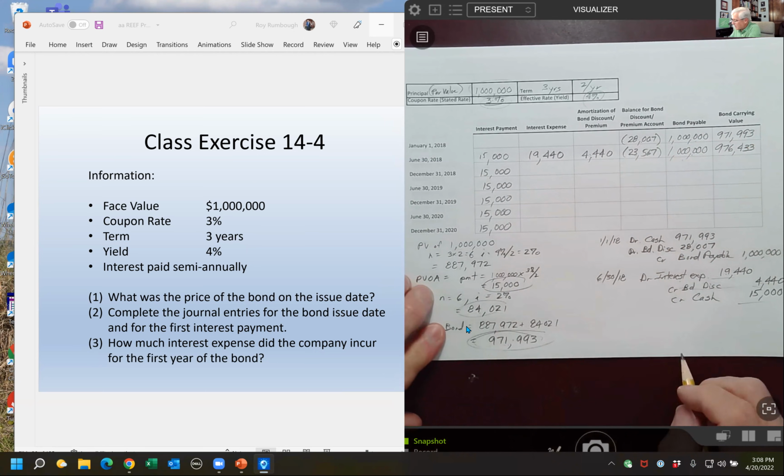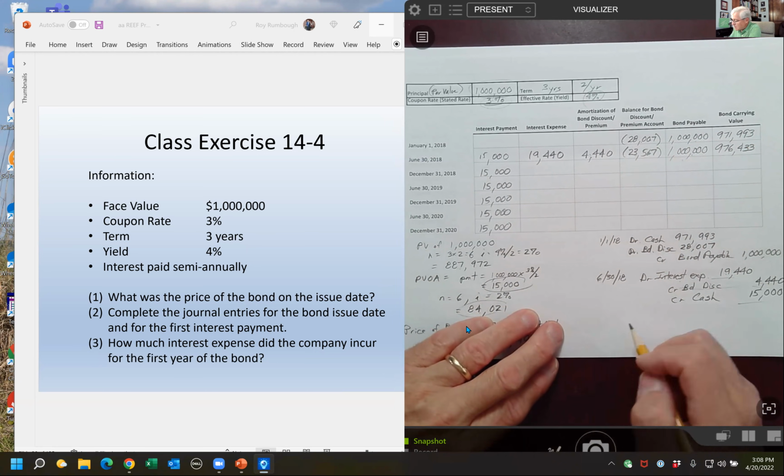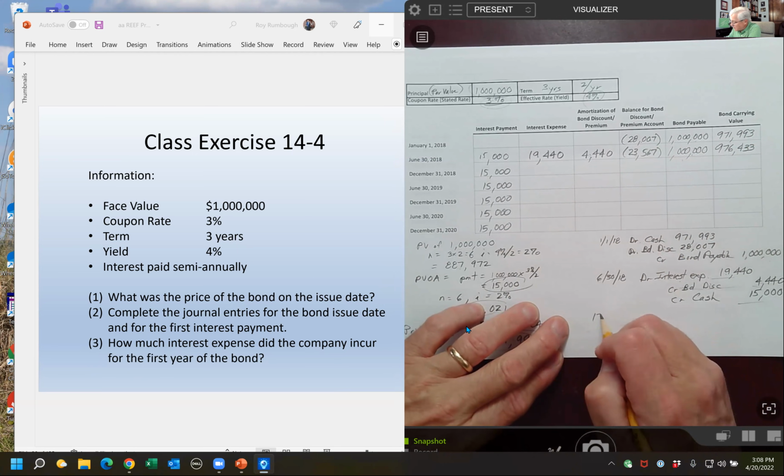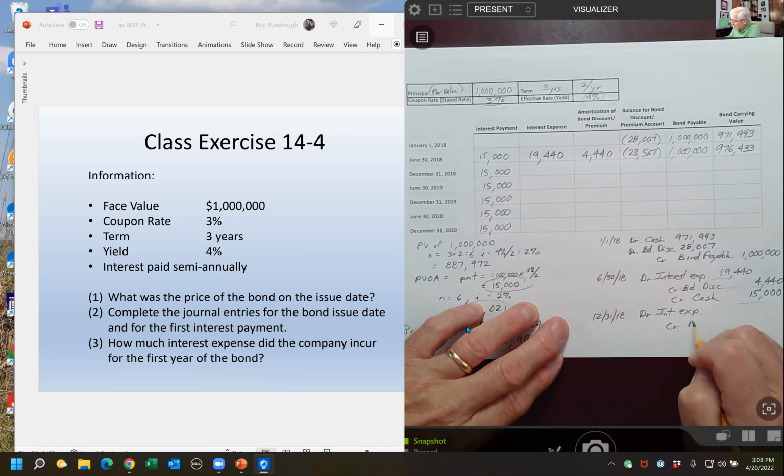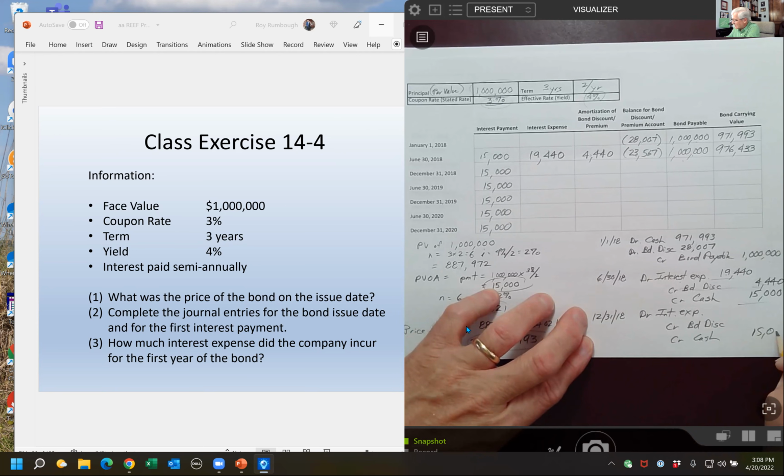I'll do one more period here, and then I'll show you my own sheet. So on 12/31/18, we'll debit interest expense, the same entry. By the way, no cash change, 15,000.